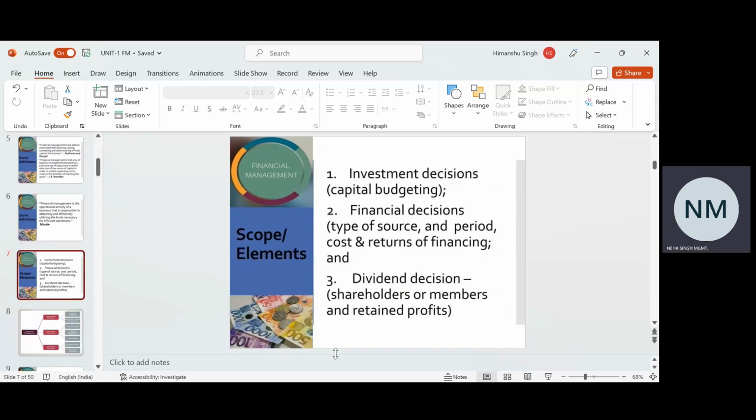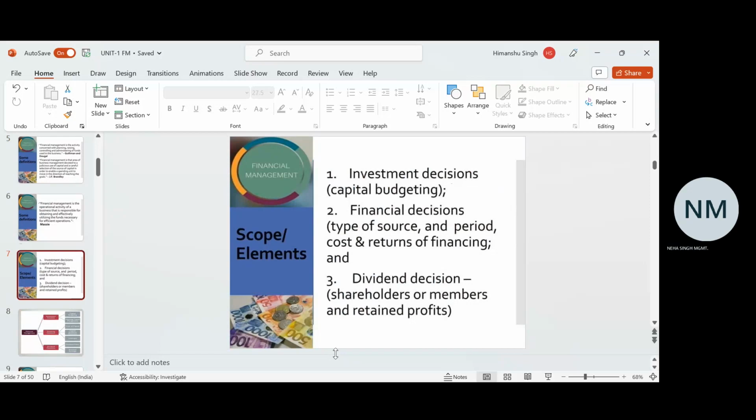So next we will see the scope and elements of financial management. Whatever the activities related to finance in an organization, a financial manager's role has increased. Why? Because he or she has to take various decisions in an organization to generate profit, such as investment decision, financial decision, and dividend decision.